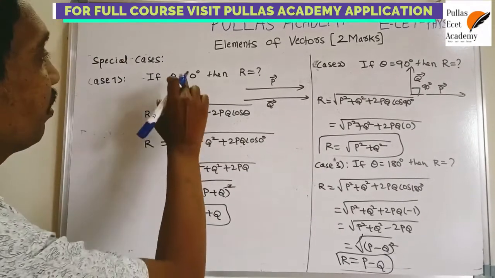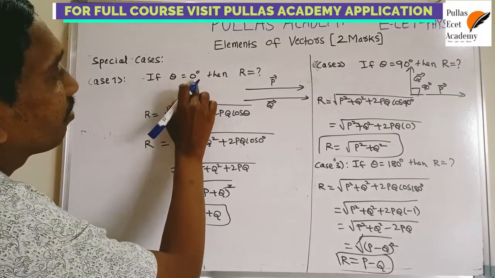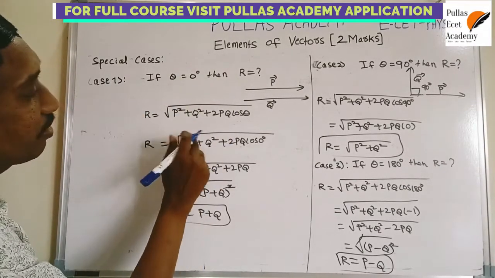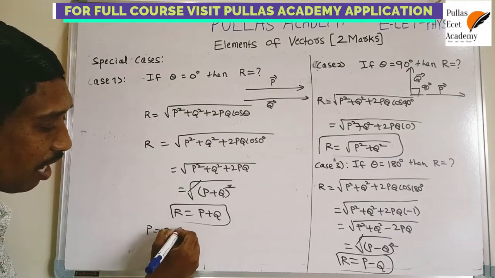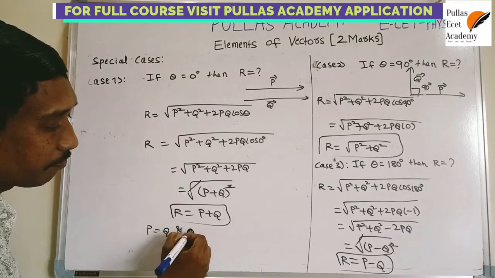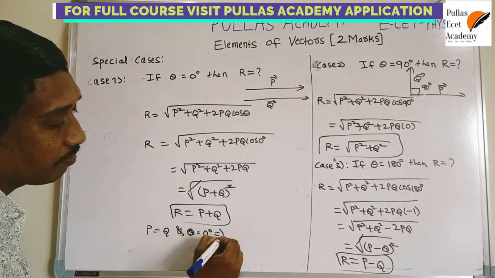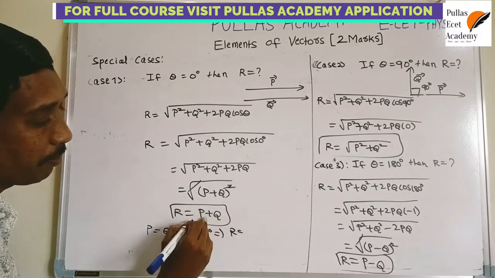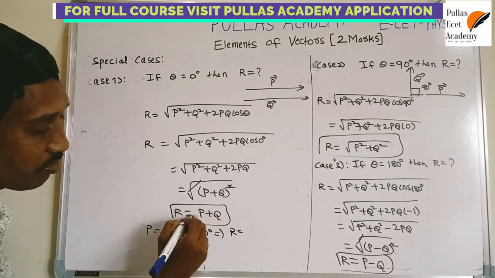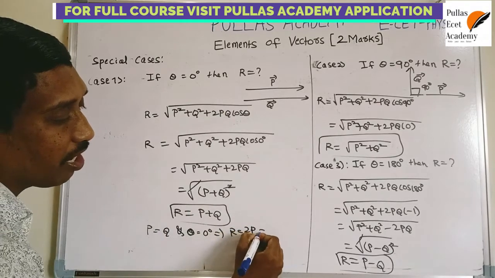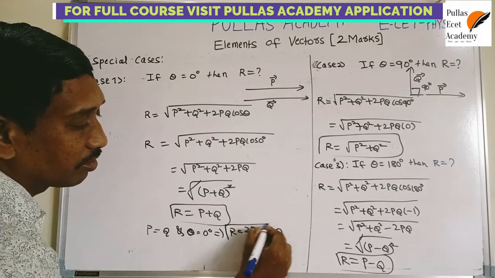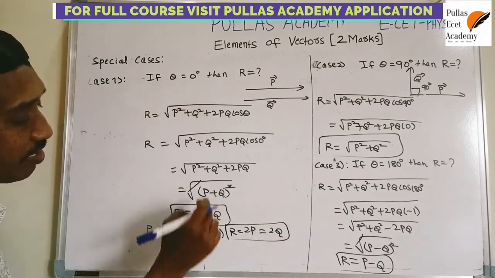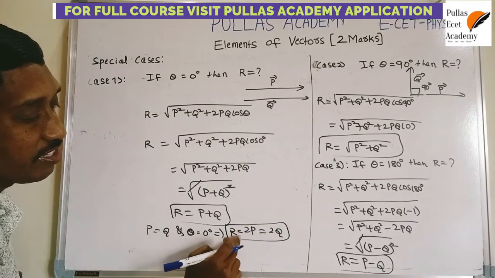Here is one more point. If theta is 0 degree and these two vectors are equal vectors, suppose p and q are equal, p is equal to q and theta is 0 degree, then what is R? Substitute in the formula: p plus p. Suppose q is equal to p, then you get 2p, or otherwise p is equal to q, substitute, then you get 2q. If the two equal vectors are at 0 degree, this is the resultant.